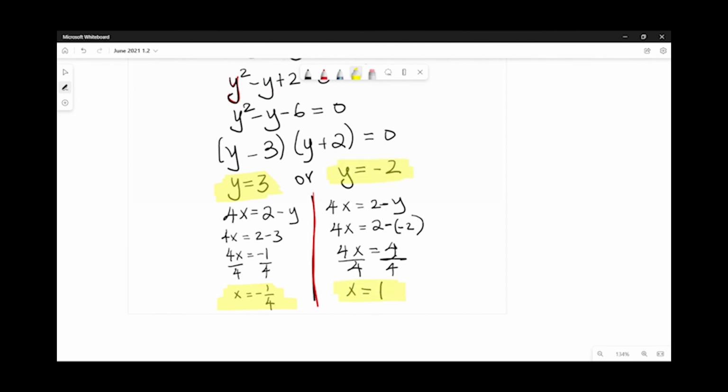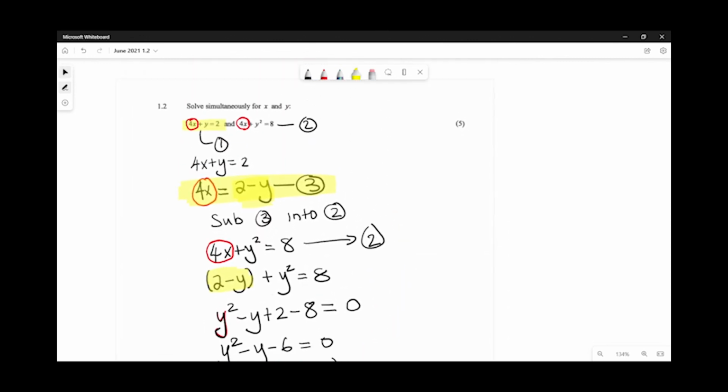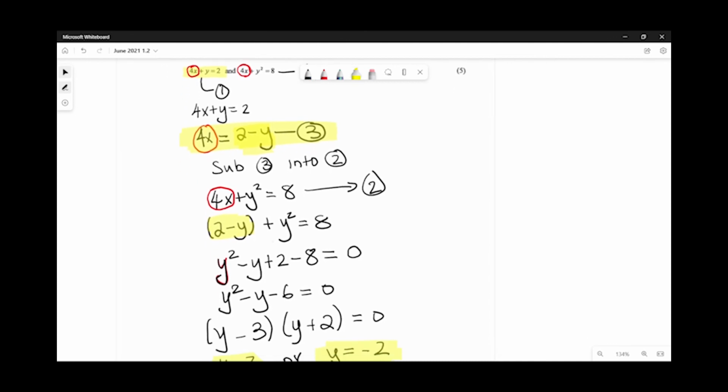Simultaneous equations look hard and challenging because there's just a lot of algebra, but if you look at them carefully, you'll understand that it's not challenging. You just have to know the steps and make sure you don't make any mistakes.